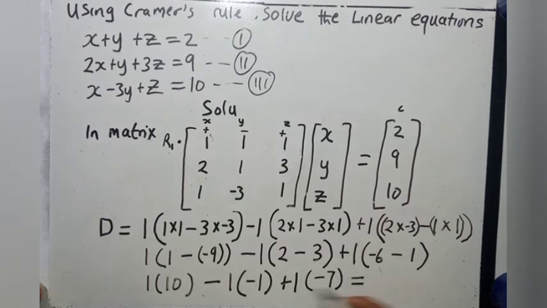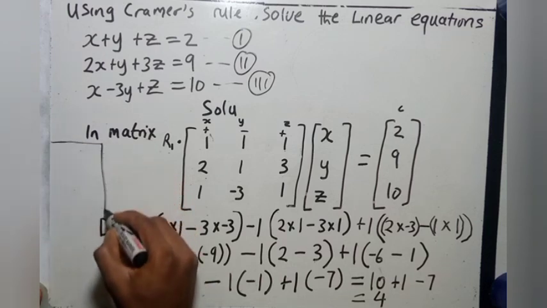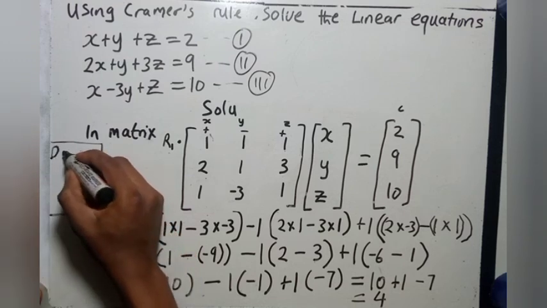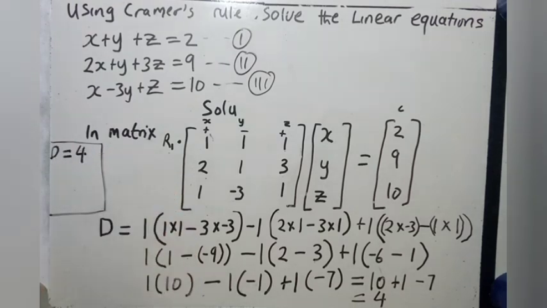Now 1 times 10 is what? 10. Minus 1 times minus 1 is what? Plus 1. Plus 1 times minus 7 is what? Minus 7. So at the end of the day, we have our answer to be what? 4. So along here, let me just write it within this place. For our D, we got our D to be what? 4. We have gotten our D to be 4.